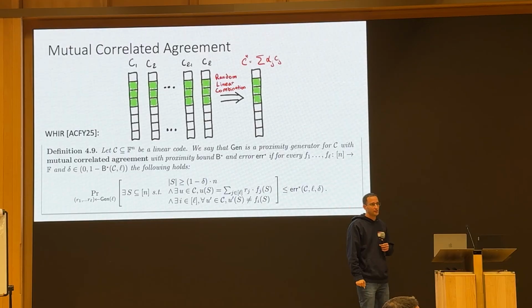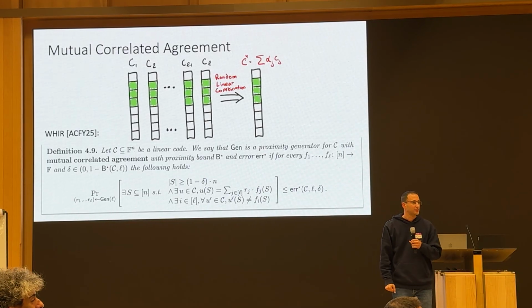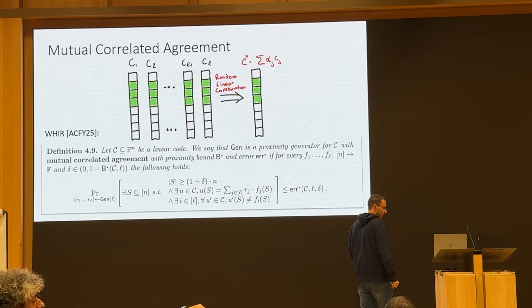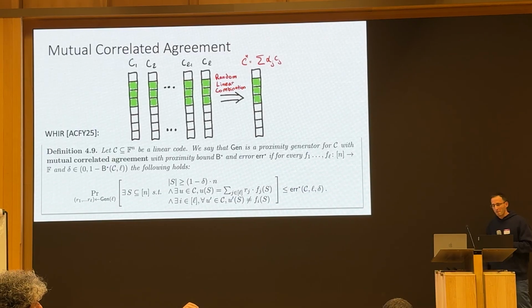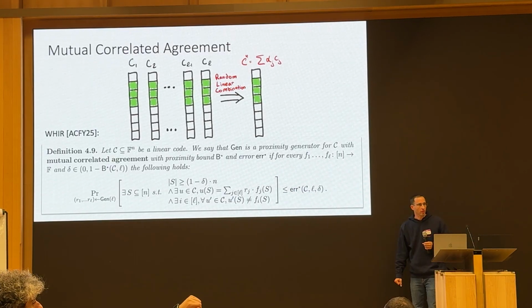So, some intuition. Restating it as a counting argument, the way I usually say it is that the number of challenges that create agreement domains is small. What is the agreement domain? This green stuff.